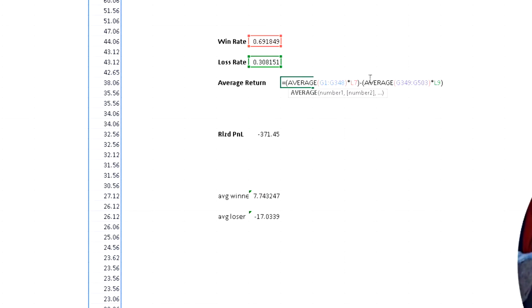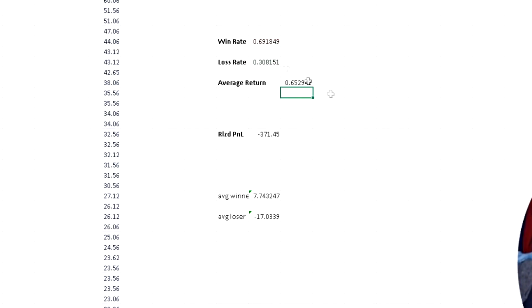So all you need to do to fix that is go into your Excel formula here. The first part of the formula is fine because it's a positive number, and then go to the second part of the formula here where you're averaging the losers. And before you times it by the loss rate, you're going to times it by -1. And now you should have the proper number, okay? So my average return is 65 cents in total over 500 trades.